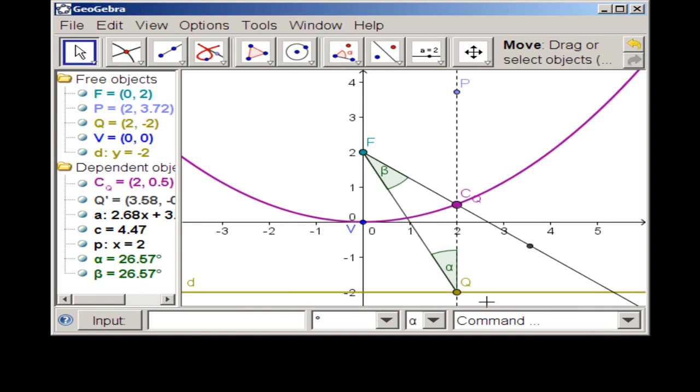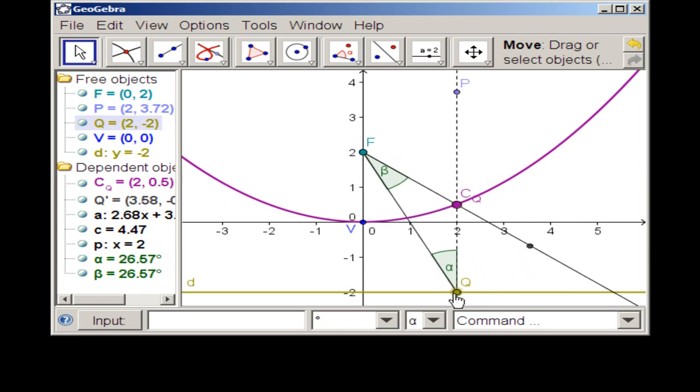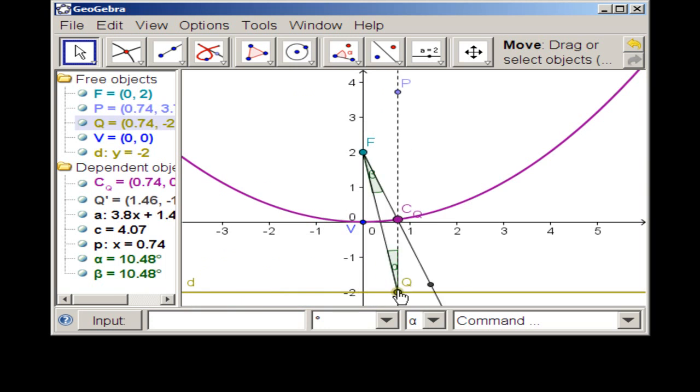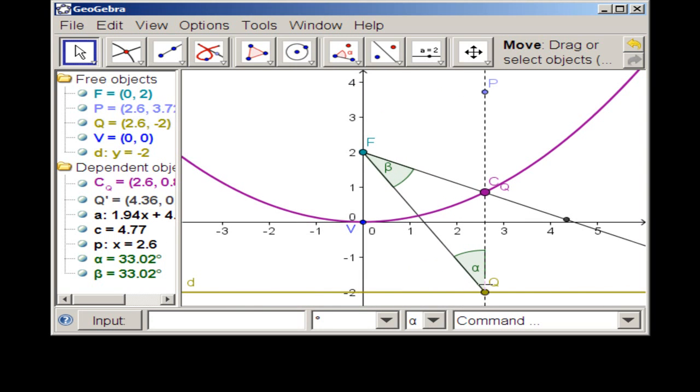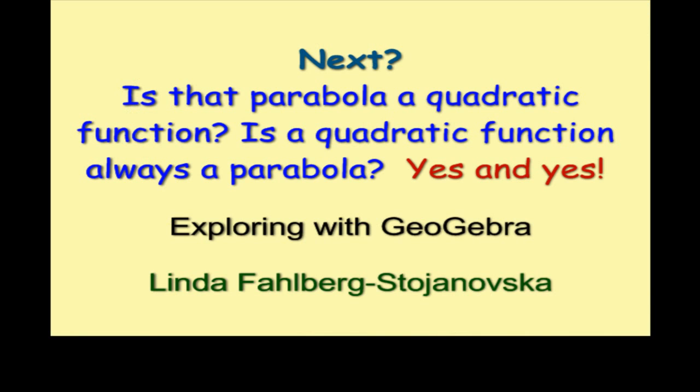Now, supposedly, as we move Q, CQ should trace the parabola. Let's see. One move. There it goes. Makes weird angles on that side, but makes nice angles on this side. So that's how to make a parabola. Now, what parabola is this? Well, that's what we're going to find out in our next Mathcast. In fact, we shall see that that parabola is a quadratic function, and that all quadratic functions really are parabolas.